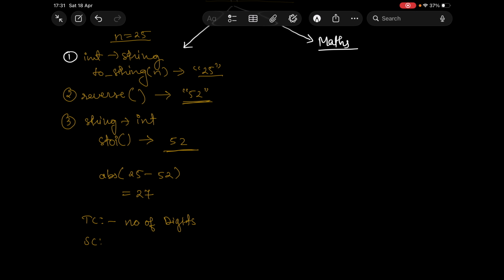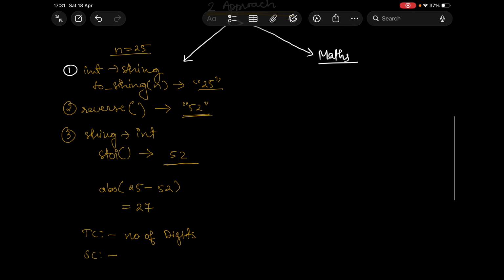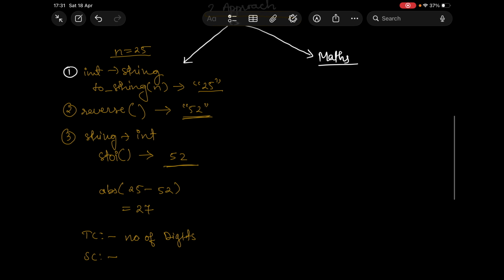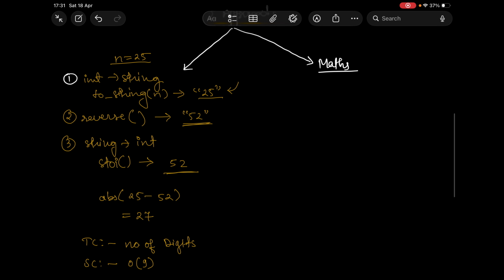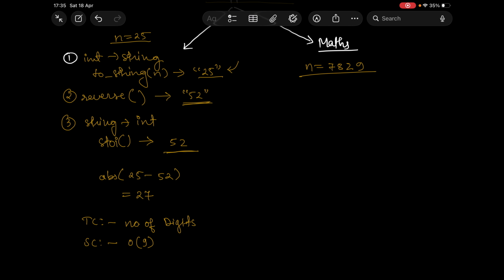And for space complexity, when reversing, we are using an additional string to store this value, so it would take additional space. Since our constraint is that the number can be at max 10 to the power 9, it would be at max about 9 or 10 characters. Okay, so this is one approach through which we can solve this. Another approach is using maths. Now let's solve this problem using math.